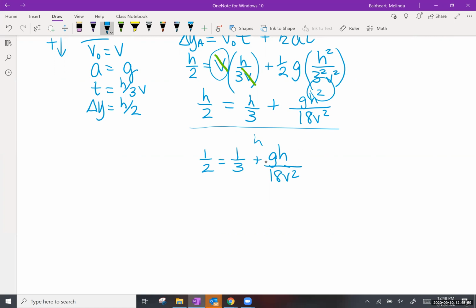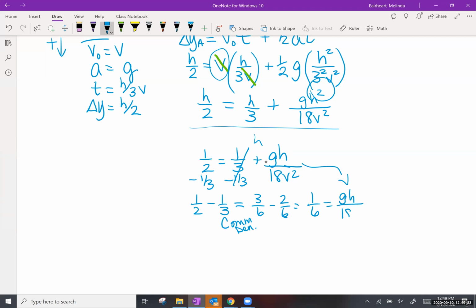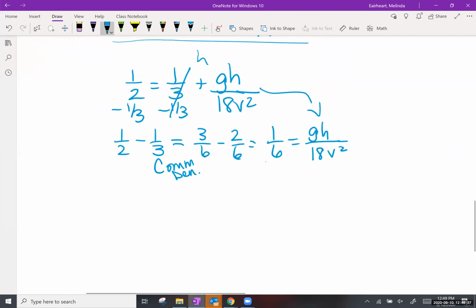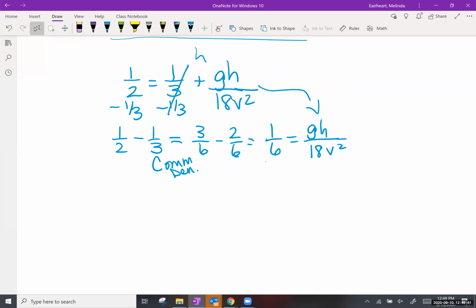Now, kind of combining like terms, let's put those two little fractions together. And so I'm going to subtract 1/3 from both sides. And so I get 1/2 minus 1/3. What do we do whenever you subtract or add fractions? Common denominator. And so that would be 6. So I get 3/6 minus 2/6 equals 1/6, but don't forget to bring your other part down. It equals gh over 18v squared. Almost done. Mathematically, what's our next step? Multiply both sides by 18v squared. We basically cross multiply, right? It's a proportion format. So we'd get 6gh equals 18v squared.